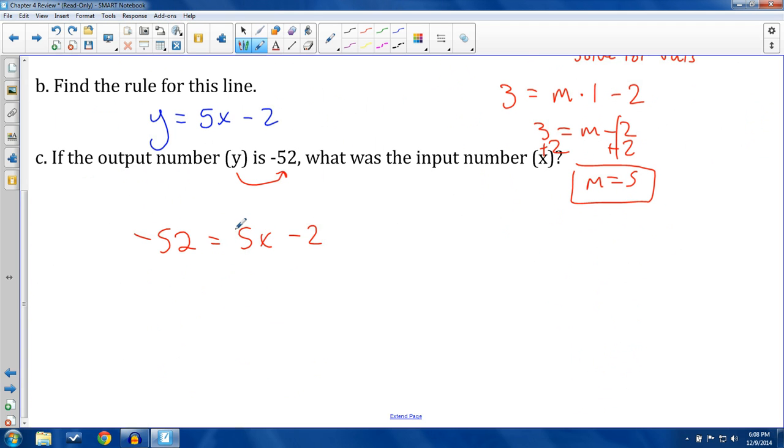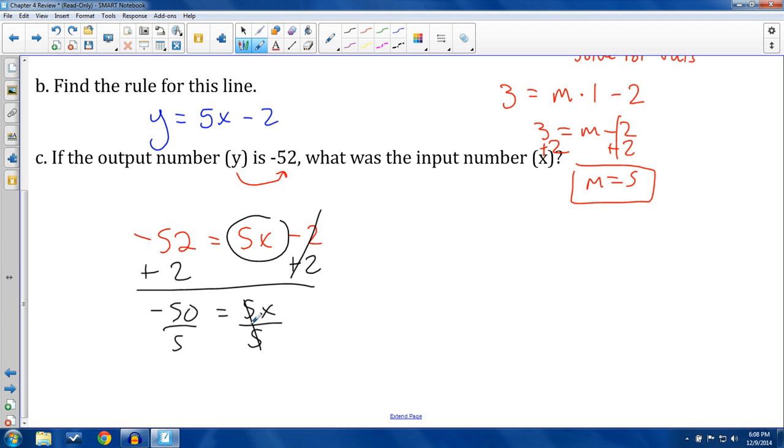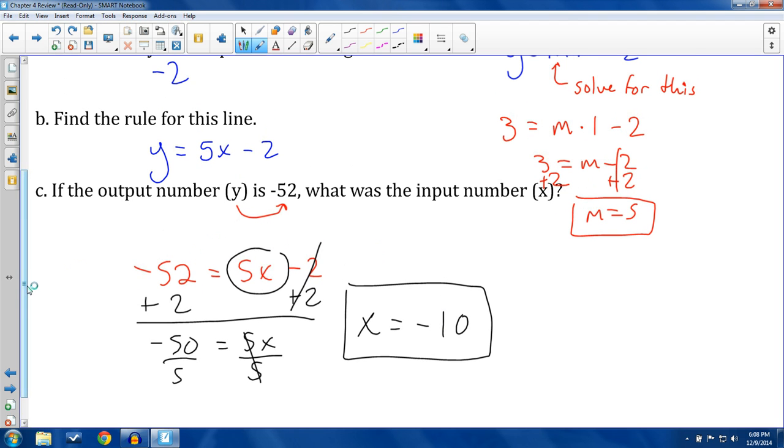So, your 3 rules for solving an equation, at least for linear equations. Simplify the left side and the right side. They're simplified. Next step, isolate. Get the x term by itself. So this -2 is bothering you. Add 2 to both sides. -52 plus 2 is -50. So 5x equals -50. Then, step 3, divide. Divide by 5 because that's being multiplied by x. So you can figure out what x is supposed to be. That's -10 right there. So when x equals -10, y equals -52 in that rule. Notice how we use this rule to make that happen.